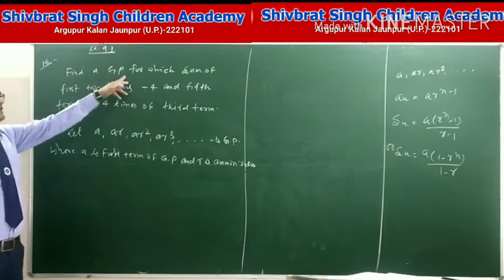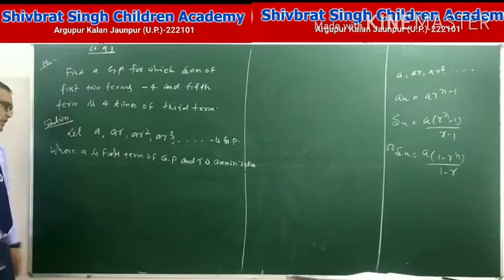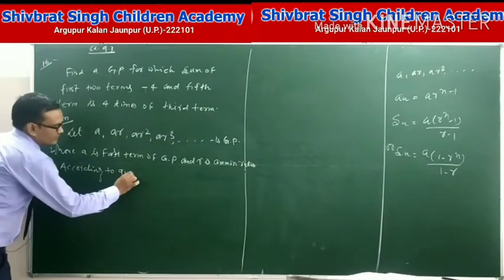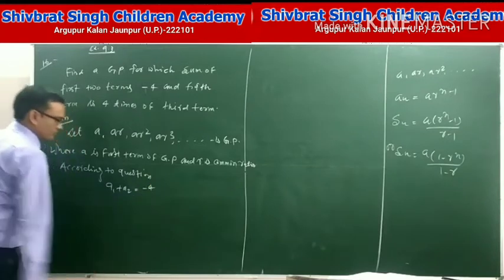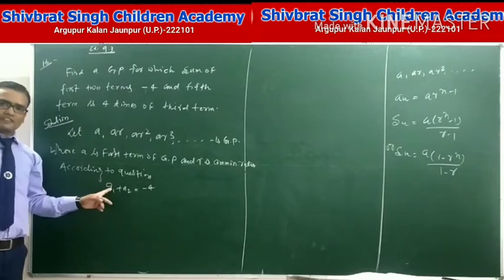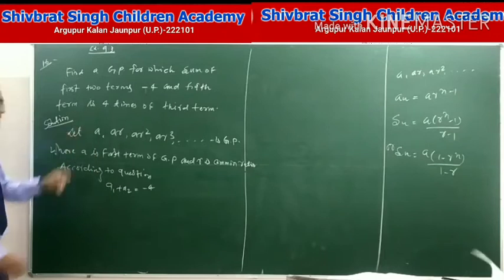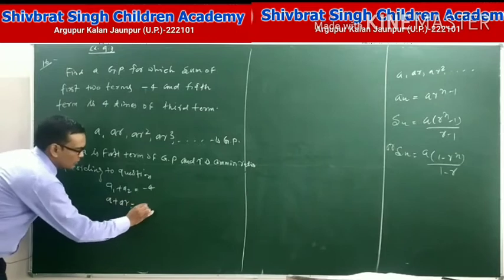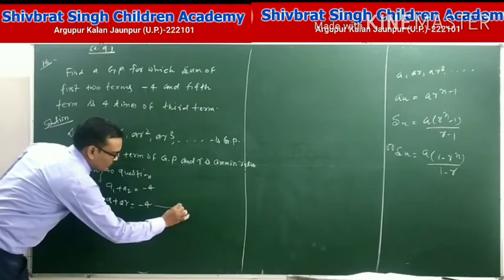Here the sum of the first term and second term is minus 4. According to the question, a1 plus a2 equal to minus 4. First condition: a1 plus a2, that means the first term of the GP and the second term of the GP, is minus 4. The first term of the GP is a and the second term of the GP is ar, so a plus ar is equal to minus 4. This is represented by 1.